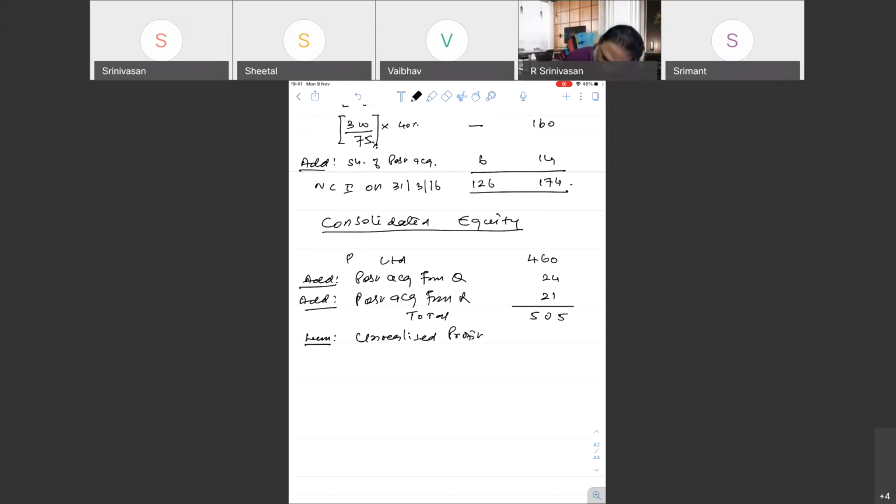So unrealized profit is, the 16 is there, profit at cost plus 1/3 on cost, or 1/4 on sales. So here the 16 given is the sales price into 1/4.